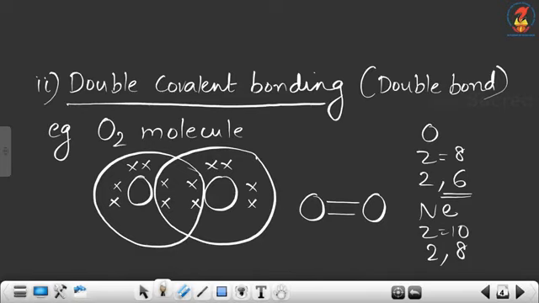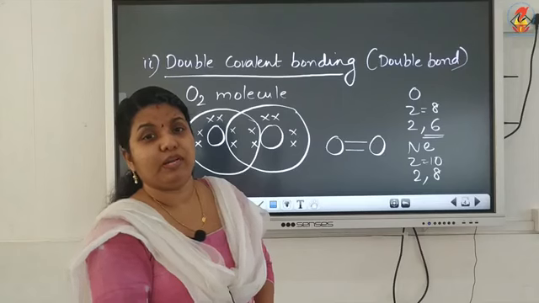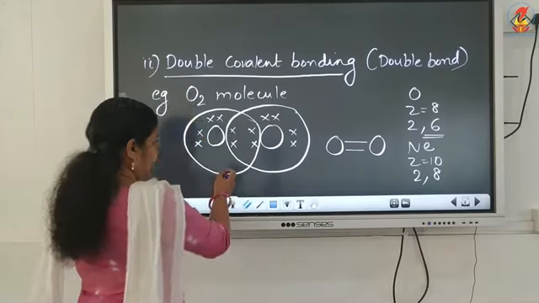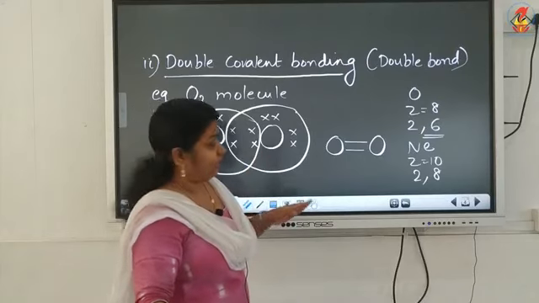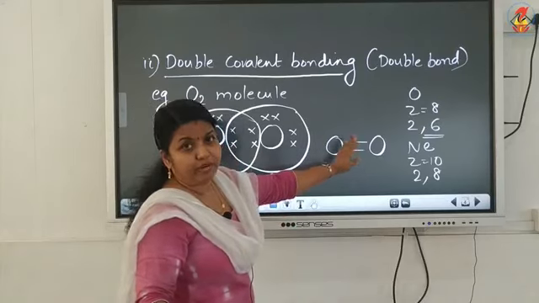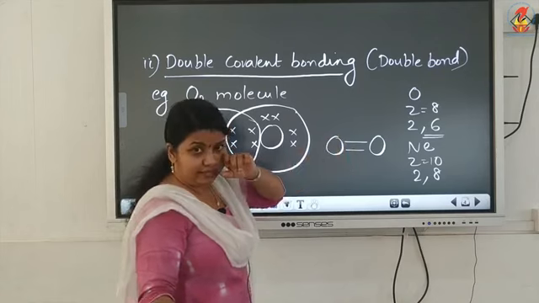2 electron pairs are shared equally, mutually between the 2 combining atoms. We call it as double covalent bond or double bond. Between the combining atoms, 2 electron pairs are equally shared. We call it as double covalent bond or double bond. So oxygen is an example. Okay.